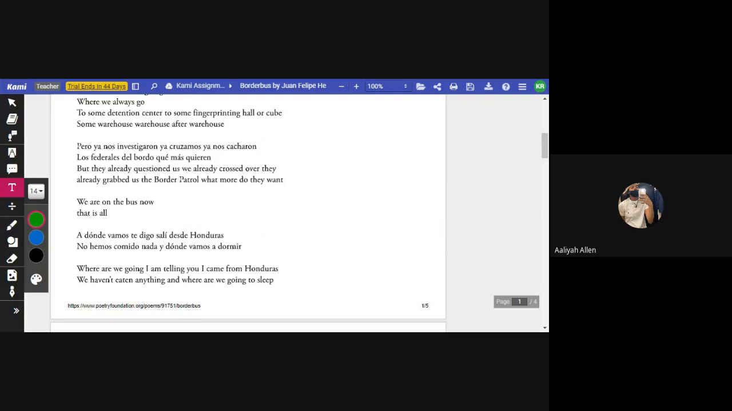Pero ya nos investigaron. Ya cruzamos. Ya nos agarraron los federales del borde. Qué más quieren. But they already questioned us. We already crossed over. They already grabbed us, the Border Patrol. What more do they want? We are on the bus now. That is all.